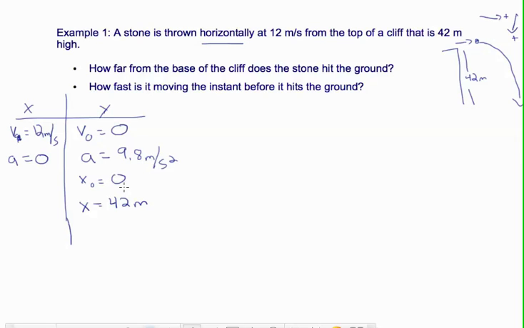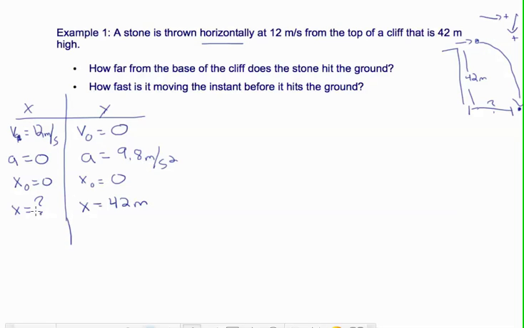So this first question, how far from the base of the cliff does the stone hit the ground? This is asking for this measurement right here. That's displacement in the x direction. So we know this, and we want to know this. If we look at just our information in the x direction, we don't have enough information to solve for our final displacement because we don't have time.